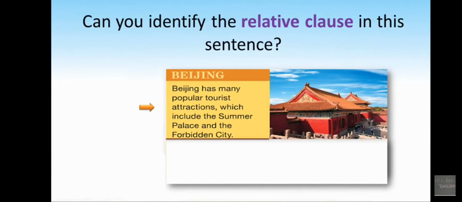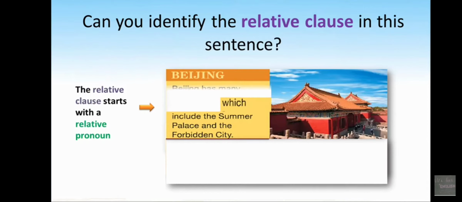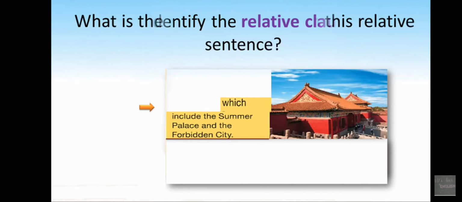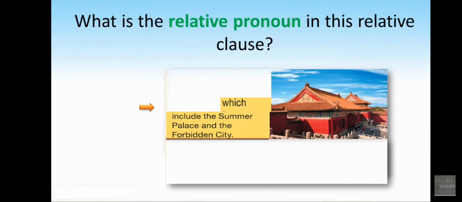Can you identify the relative clause in this sentence? Remember, the relative clause starts with a relative pronoun. Yes, the relative clause is, which include the summer palace and the forbidden city. What is the relative pronoun in this relative clause?